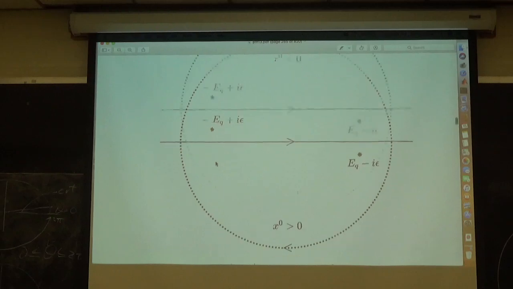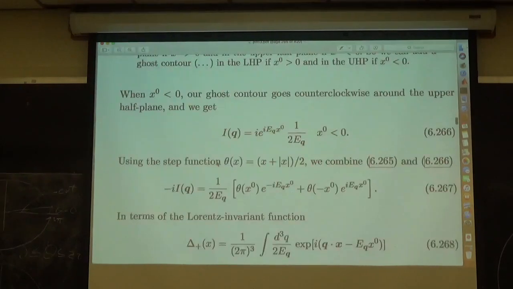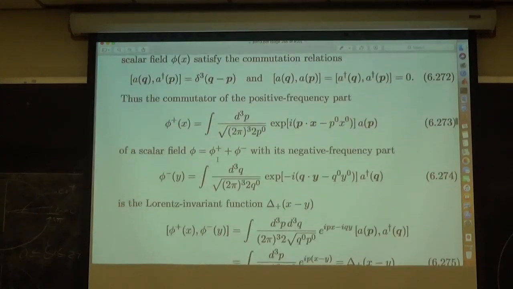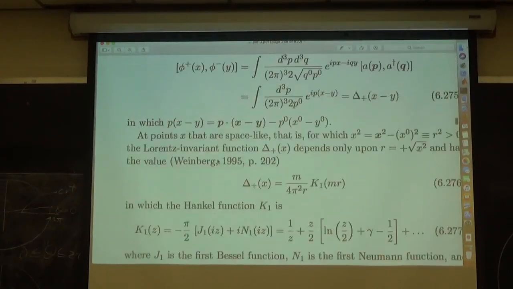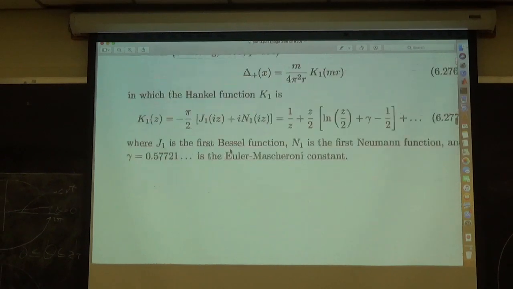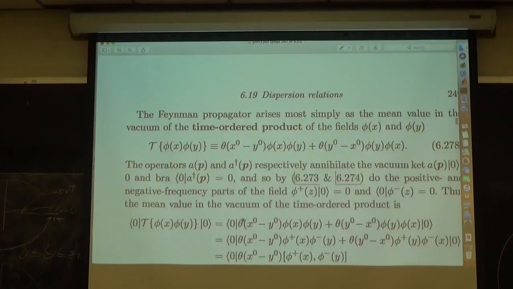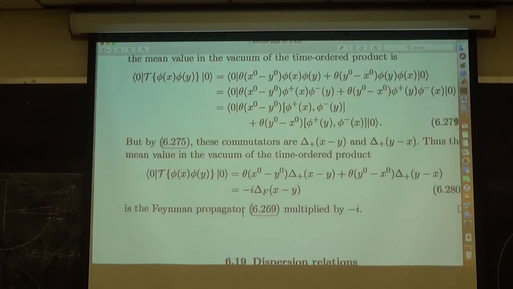Anyway, this is an exercise in ghost contours to evaluate the Feynman propagator. And what eventually you find is that his choice of putting minus I epsilon there gives you the mean value in the vacuum of the time-ordered product of two scalar fields.